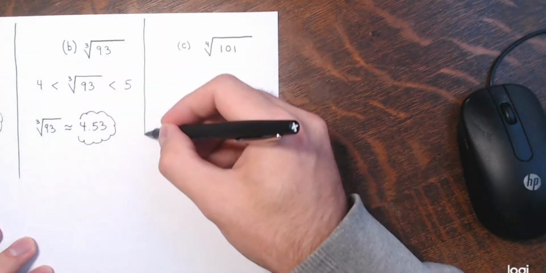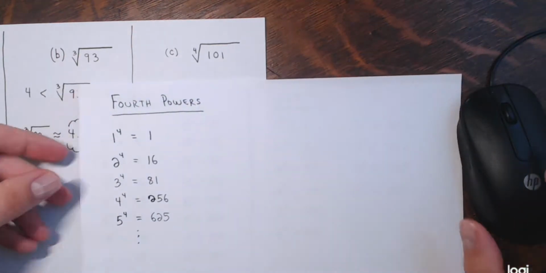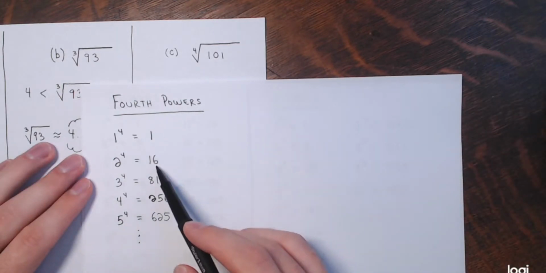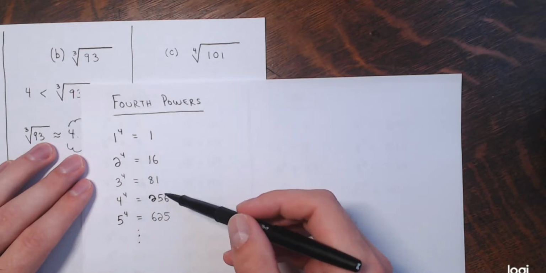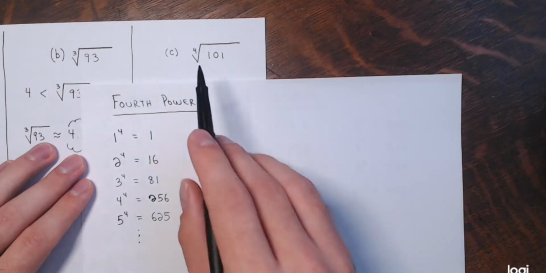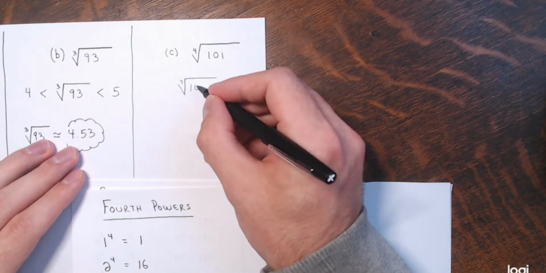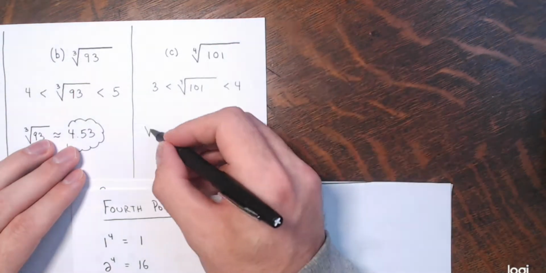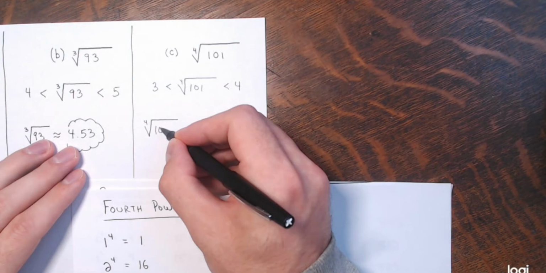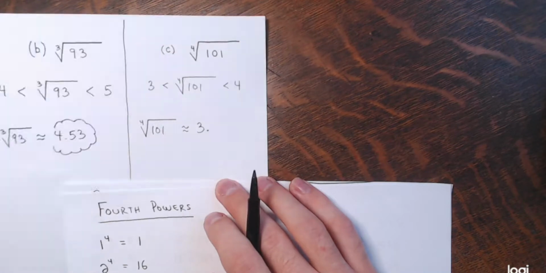All right, then part C, the fourth root of 101. So again, we haven't seen these too often, so I'll bring it back up. Looking at the fourth powers, 101 is between 3 to the fourth and 4 to the fourth. So this fourth root will be between 3 and 4. So when I enter it in the calculator in a second, the fourth root of 101 is going to be approximately 3 point something.